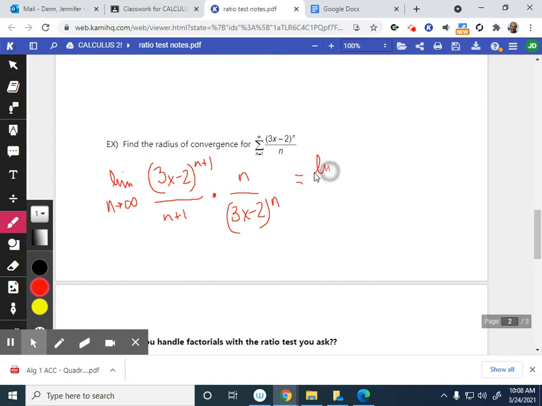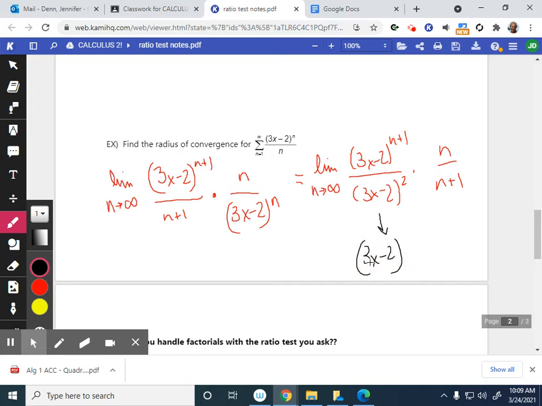Let's clean this up. Let's put like things over like things. So 3x minus 2 to the n plus 1, I'm going to compare with 3x minus 2 to the n, and n compared to n plus 1. This is going to become 3x minus 2. Oops, sorry, guys. That is supposed to be n. So this is 3x minus 2 to the first. This is going to go to 1. So my limit is going to be 3x minus 2.